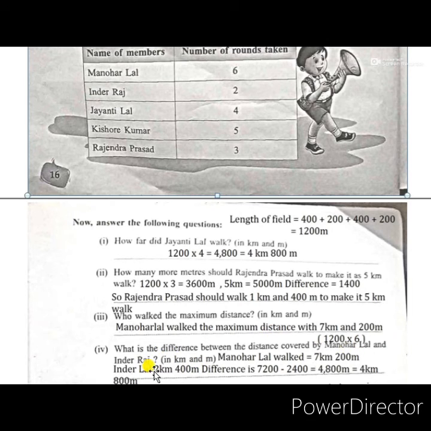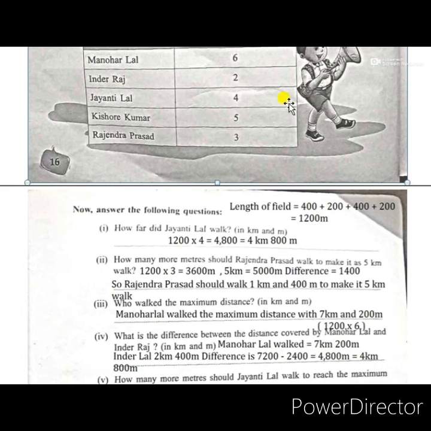Here we have already found Manohar Lal's walk. How many kilometers can he walk? 7 kilometers. Just before this question we discussed the distance Manohar Lal walked every day, which we found as 7 kilometers and 200 meters. So you have to write that Manohar Lal walked in a day 7 kilometers and 200 meters. Now you see the distance walked by Inder Raj. Daily he takes 2 rounds, so 1200 multiplied by 2 equals 2400 meters, or 2 kilometers and 400 meters.